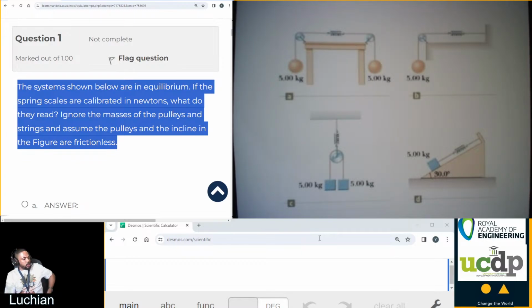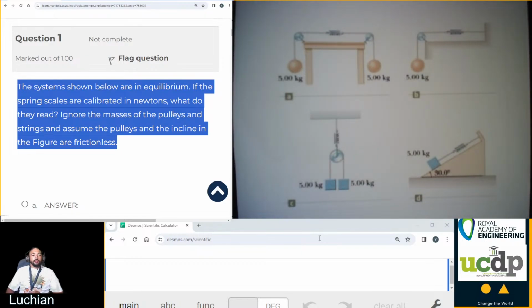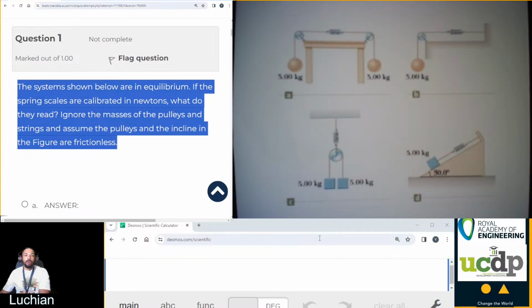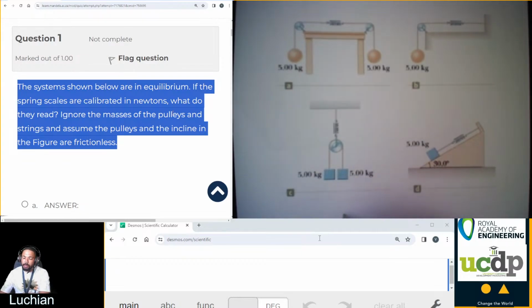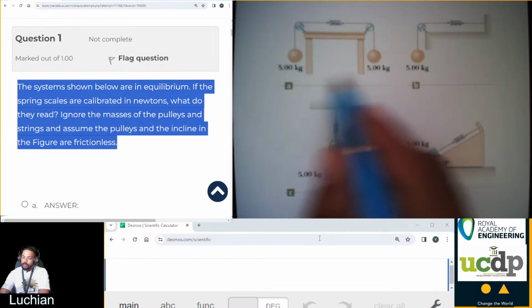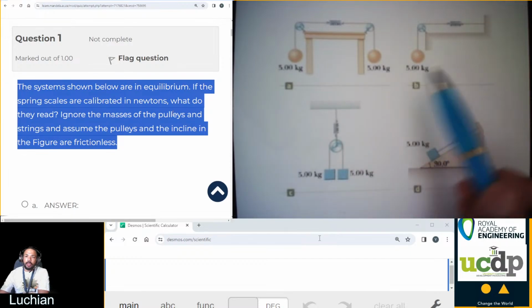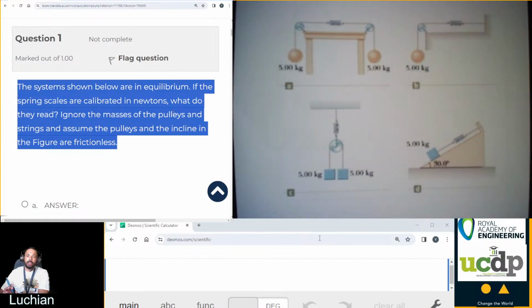Now the first question here is the following. It says the systems shown below are in equilibrium. Now, they did not include the images that we're going to use. These systems are the ones that are supposed to be below this. So all of these systems, A, B, C, D, are in equilibrium.